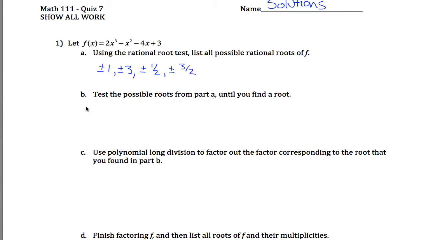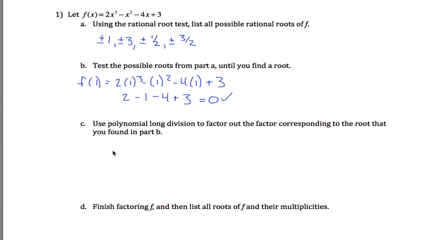And it wants us to test those roots. Usually a good place to start is with 1. F of 1 is 2 times 1 cubed minus 1 squared minus 4 times 1 plus 3, which is 2 minus 1 minus 4 plus 3. It'd be really nice if that was equal to 0. 5 minus 5 is 0. Awesome. What we have is that 1 is a root.